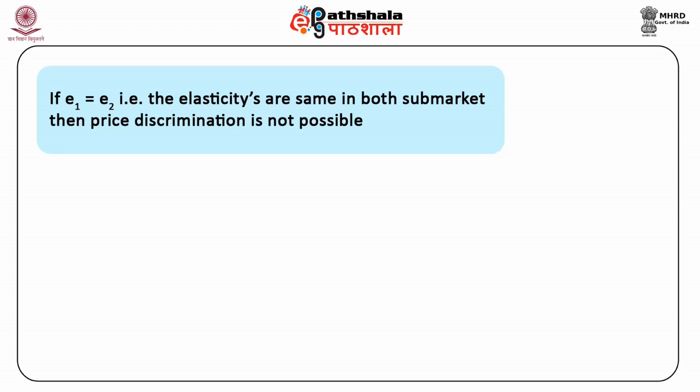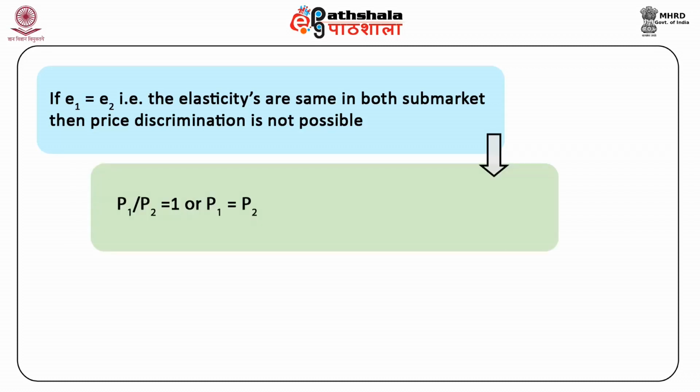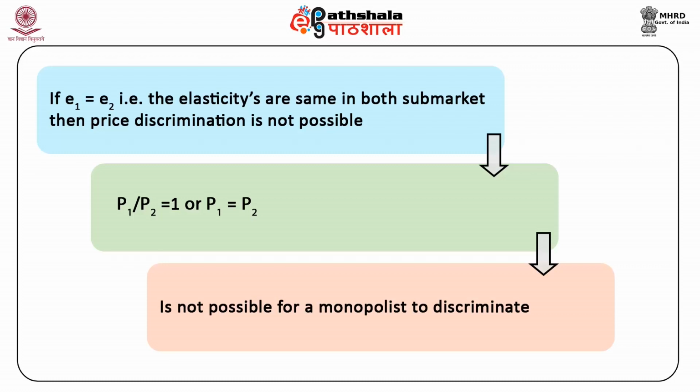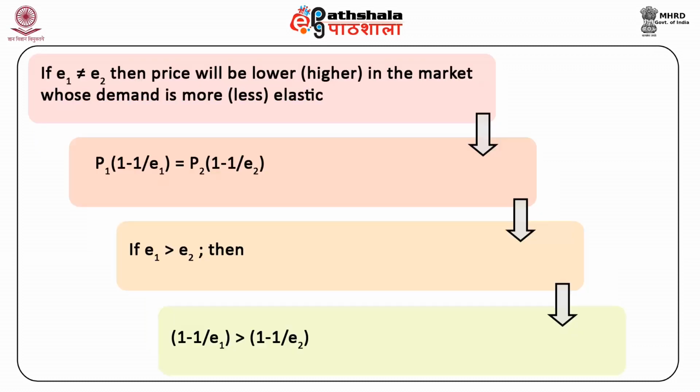If E1 is equal to E2, then equation 1 becomes P1 upon P2 is equal to 1, or P1 is equal to P2. In this case, it is not possible for a monopolist to discriminate. Second, if price elasticities differ, that is, E1 is not equal to E2, then price will be lower in the market whose demand is more elastic.